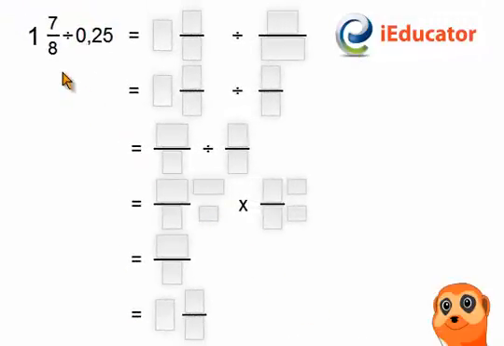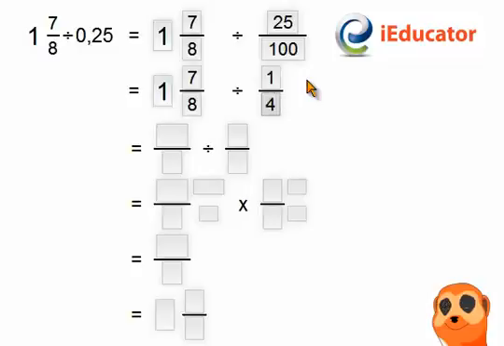We are going to be dividing a mixed number by a decimal. Let us begin. 1 7/8 divided by 0,25. First thing I need to do is convert this decimal into a fraction. So I say 1 7/8 divided by 25 over 100. Keep my 1 7/8, and I reduce this. 25 can go into itself once, into 100 4 times.